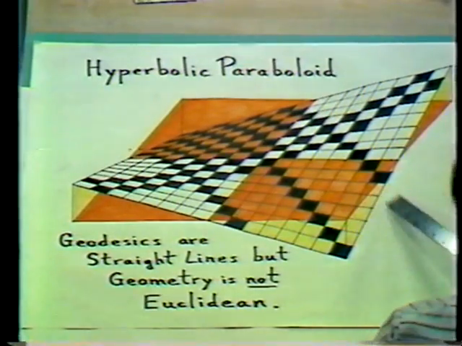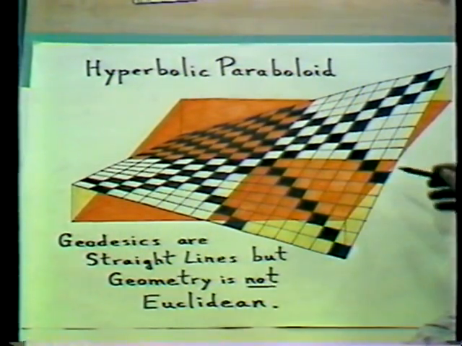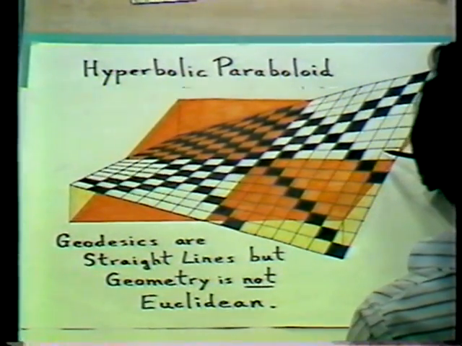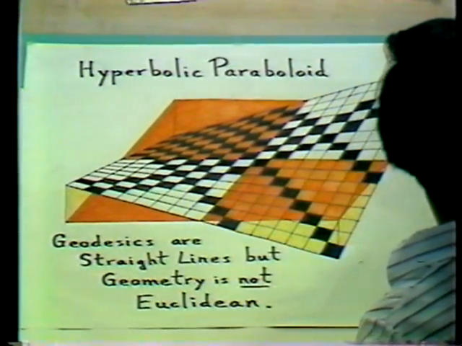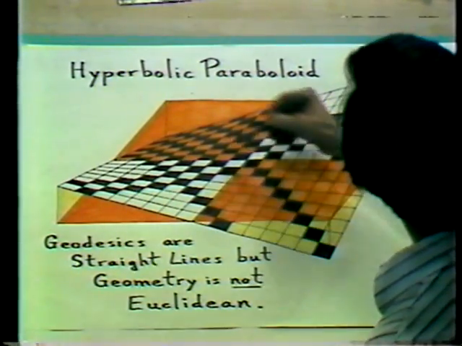Now, this is an amazing surface. It's called a hyperbolic paraboloid, and if you look at it closely, you will see that it's by far from flat. It's definitely not a flat surface. These are parabolas. This is a parabola bending one way, and these are parabolas bending the opposite way.